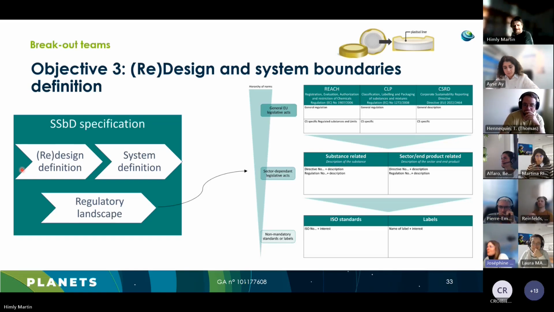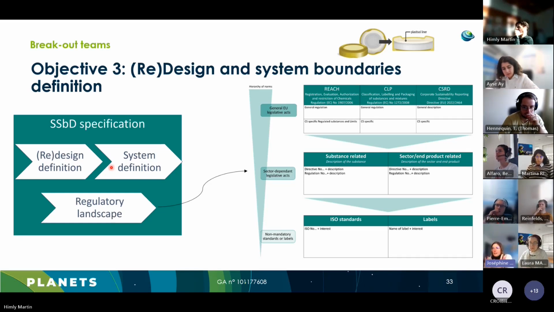So now we move on to the third action, the third objective about redesign and system boundaries definition. So in this block, we have 3 main actions: 2 consecutive, redesign definition and system definition, and 1 parallel, the regulatory landscape. This whole stage aims to define the substitution or redesign purposes and principles to be followed for each case study. We will determine the system boundaries to prepare a smooth assessment phase.